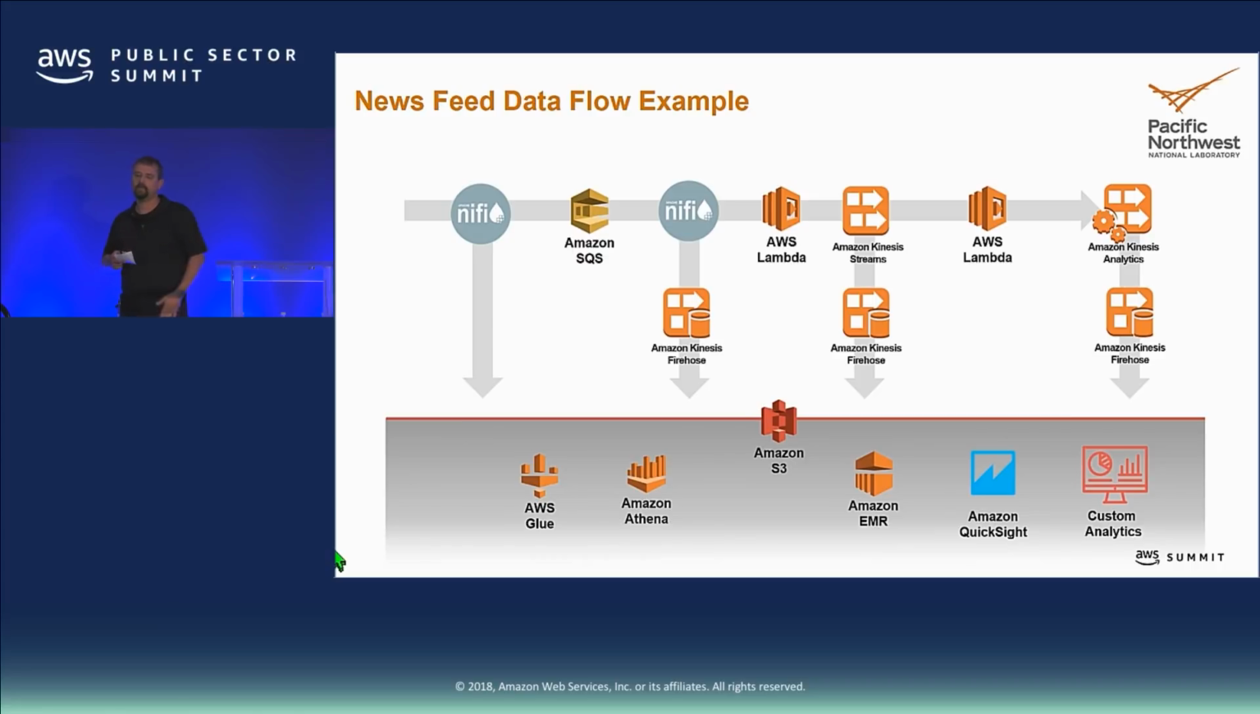We have another Lambda function. That one's actually a preprocessor to the Kinesis Analytics, and Mike's going to talk a little bit more about that. And when those analytics come out, it pushes into the Firehose. And then once all the data is in there, we can use a variety of services below: AWS Glue, Athena, EMR, QuickSight, and then our own custom analytics as well.